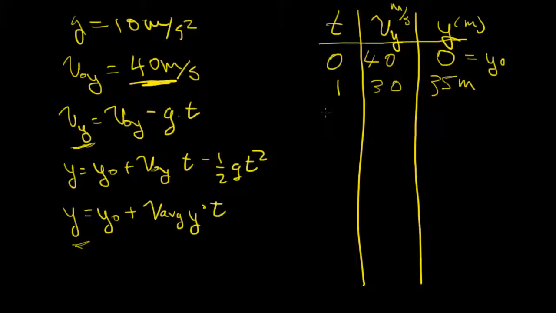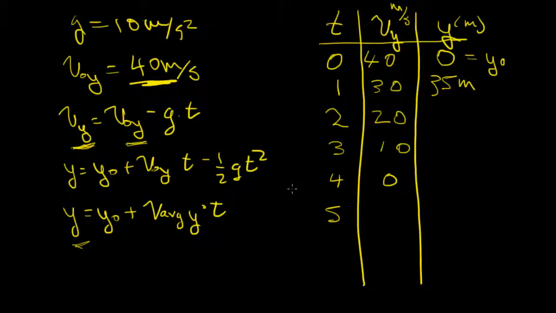Similarly, at 2 seconds, I can say my y velocity over here is my initial velocity minus g times 2 seconds. So it's 40 minus 20, which is 20. And so you can kind of see a pattern here. After 3 seconds, I have 10. After 4 seconds, my velocity is 0. What's the ball doing when its velocity is 0?